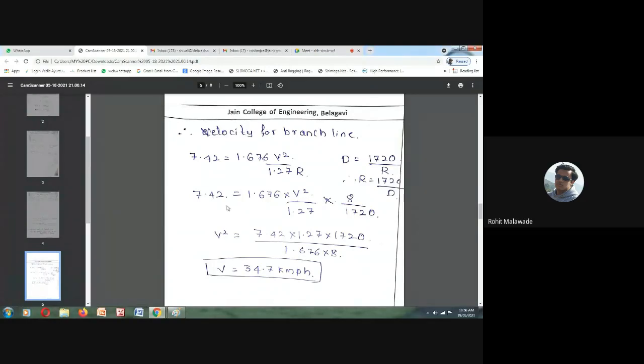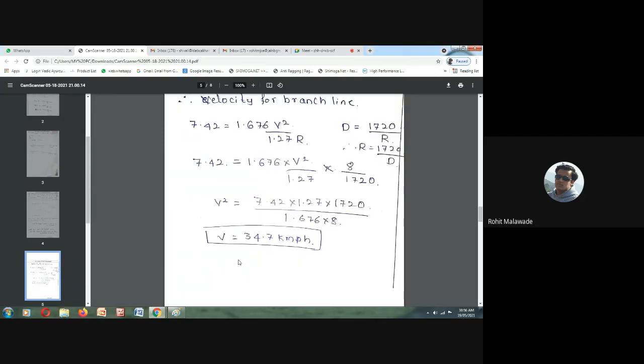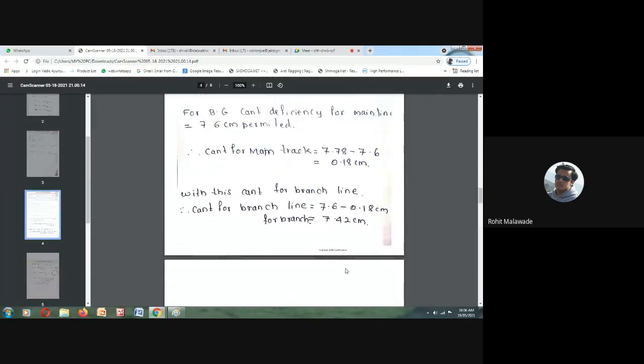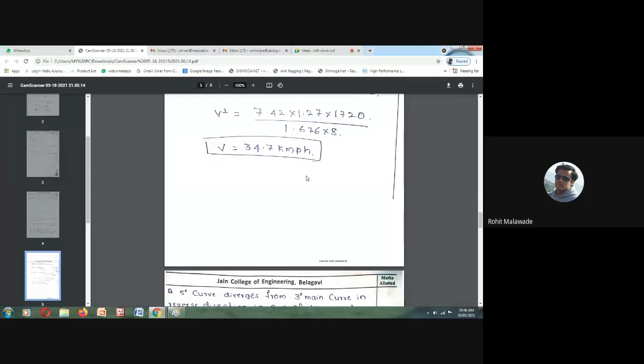Now here what I will get is 7.42 is equal to 1.676 into V square. I am interested in calculating the V square value, so V square into 8. So for V square, 7.42 into 1.27 comes over here, 1720 comes over here, divided by 1.676 multiplied by 8. So the velocity of my branch line will be 34.7. I have calculated the super elevation also, and the velocity also.